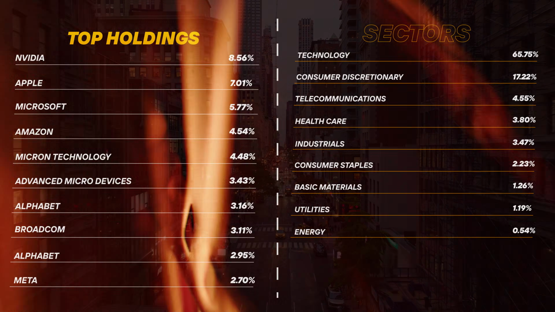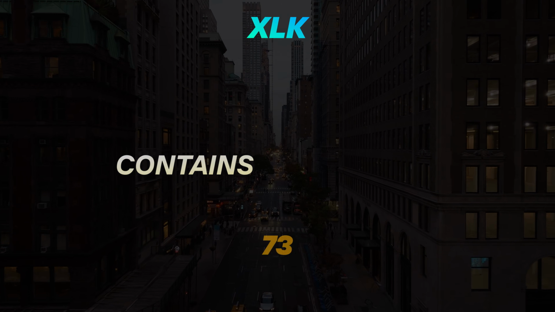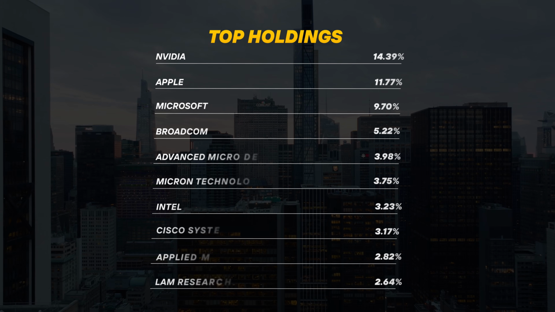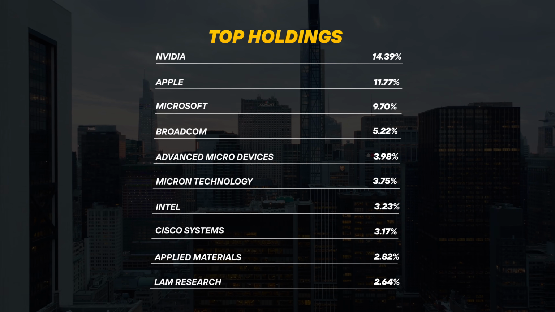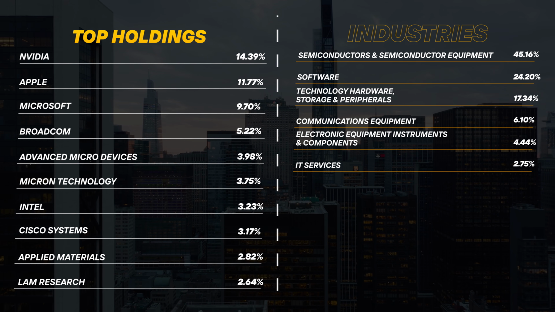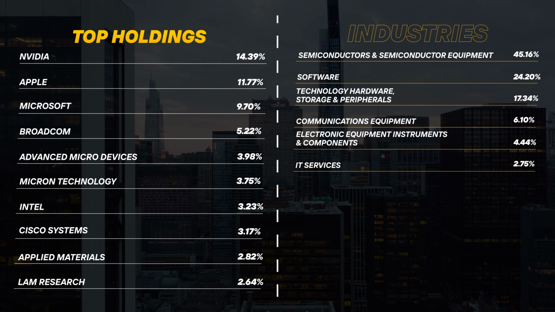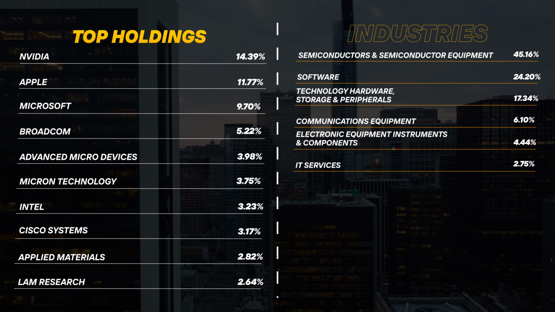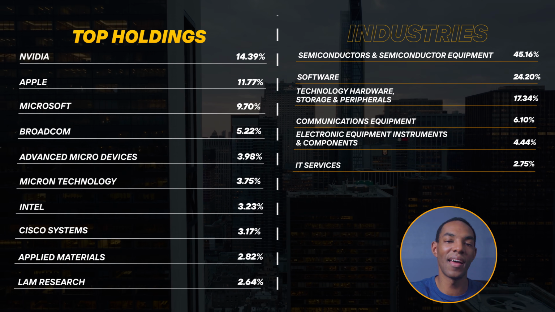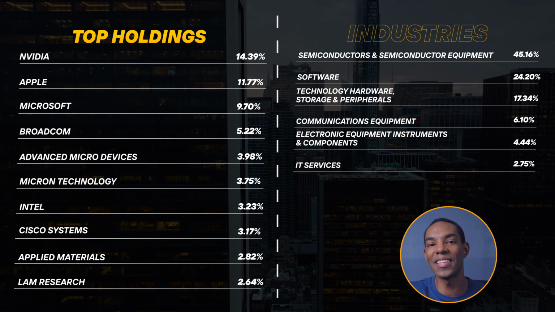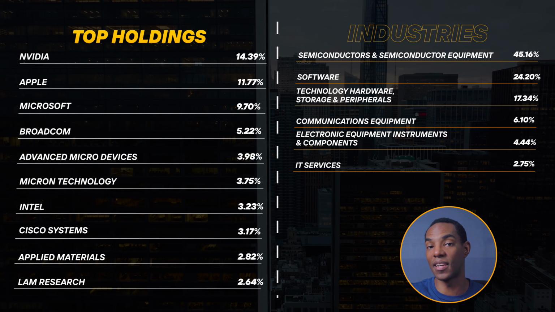Last up is XLK, and this fund has only about 73 holdings, and it has companies like Nvidia, Microsoft, Broadcom, AMD, and Intel. And since this fund only focuses on tech, the industries it's mostly exposed to are semiconductors and semiconductor equipment, software, and tech hardware and storage. And you're not going to see stocks like Meta, Amazon, Google, or even Tesla in this fund, since the GICS classification doesn't consider them as technology stocks.